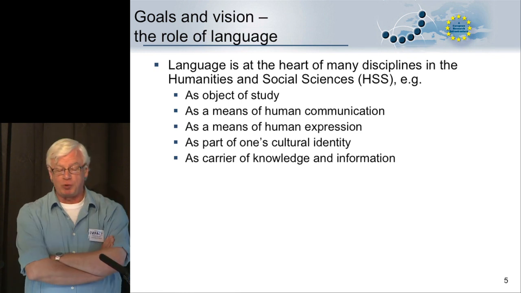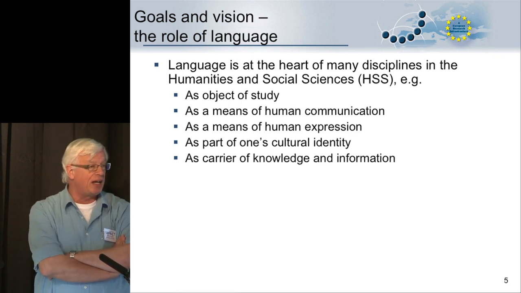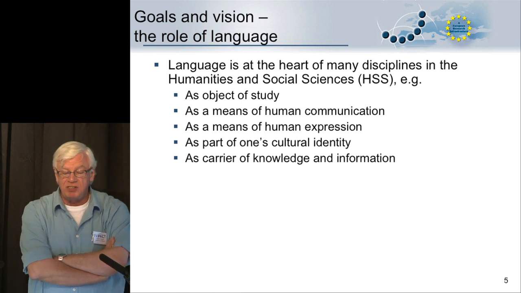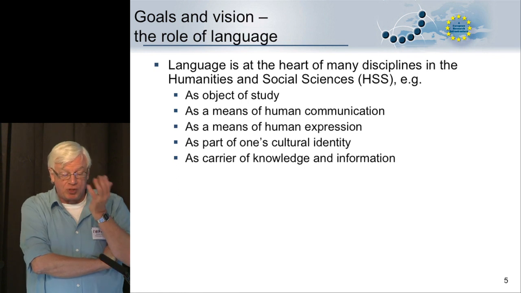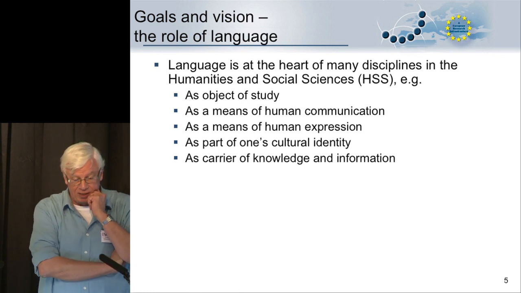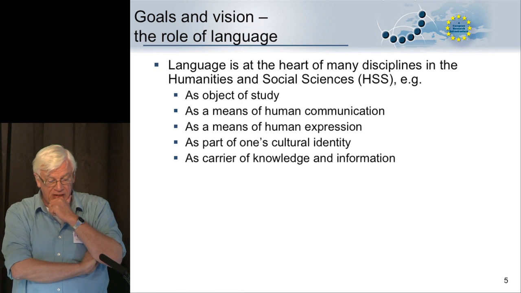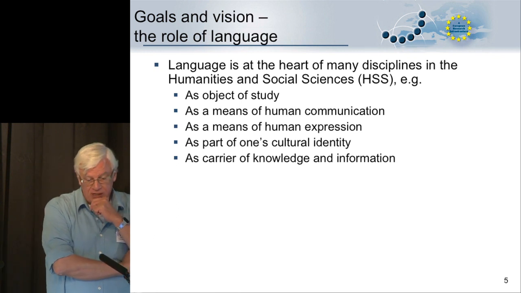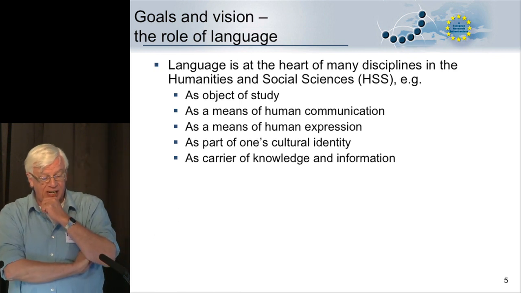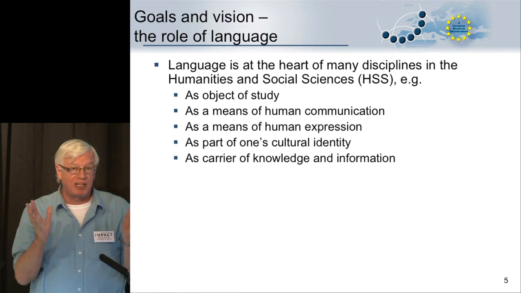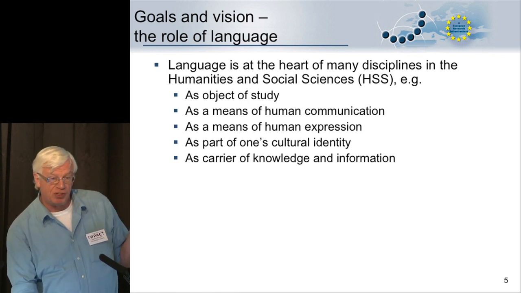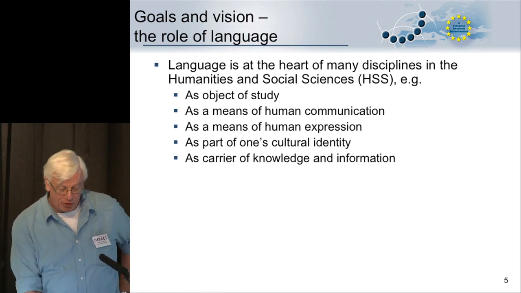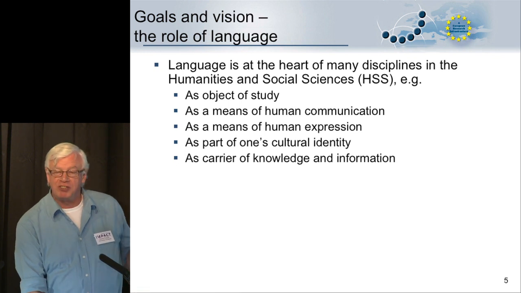Now, why this focus on language? Well, basically, I think that language is a very important factor in many disciplines in the humanities and social sciences. Language is very central. I'll just mention a few examples. It's an object of study. It's a means of human communication, means of human expression, part of one's cultural identity, a carrier of knowledge and information, and many more roles that language plays, and we want to address all these roles. And again, that makes our endeavor very, very ambitious. And I realize that, but if you're not ambitious, you don't have the right to exist, I think.